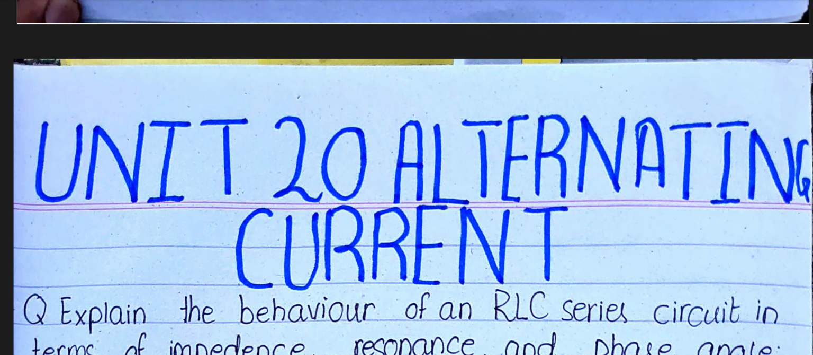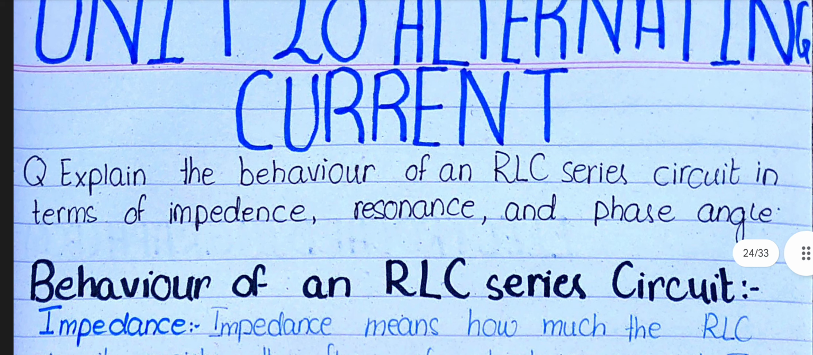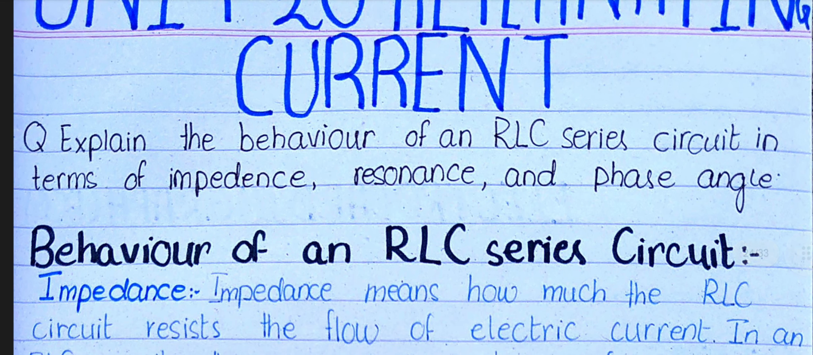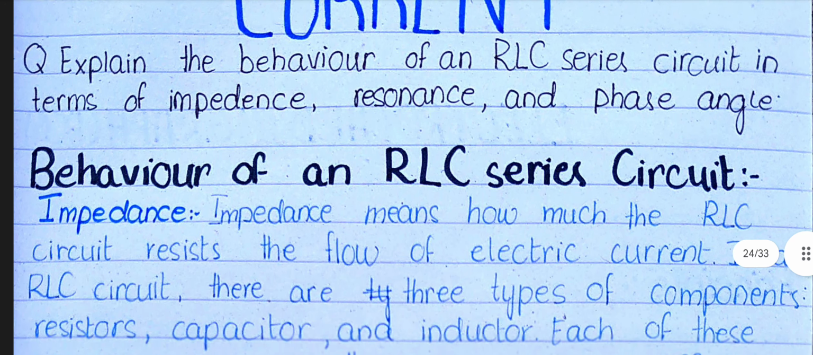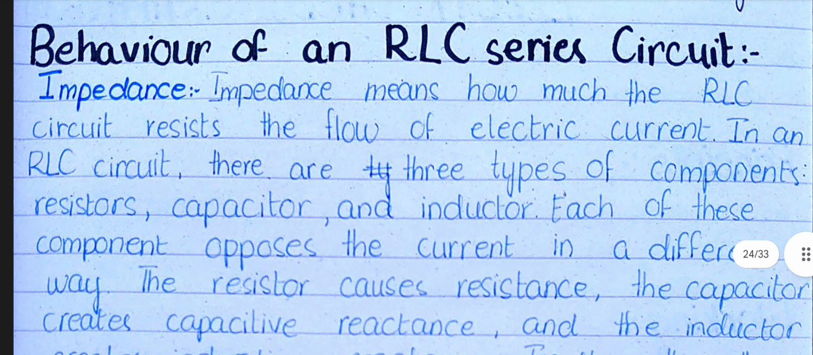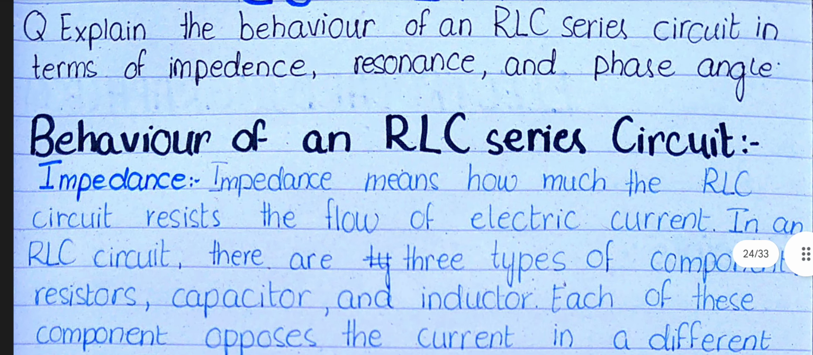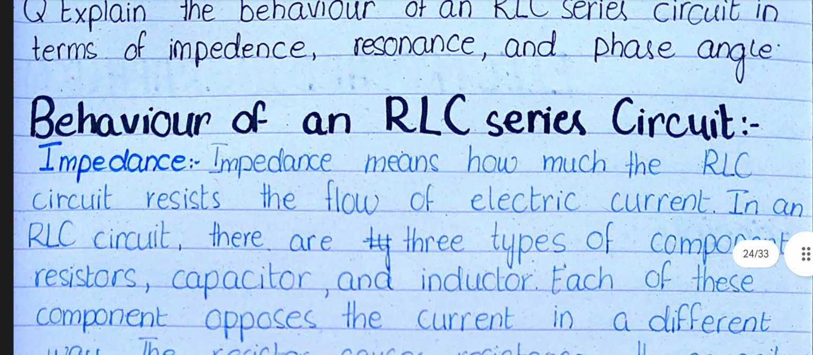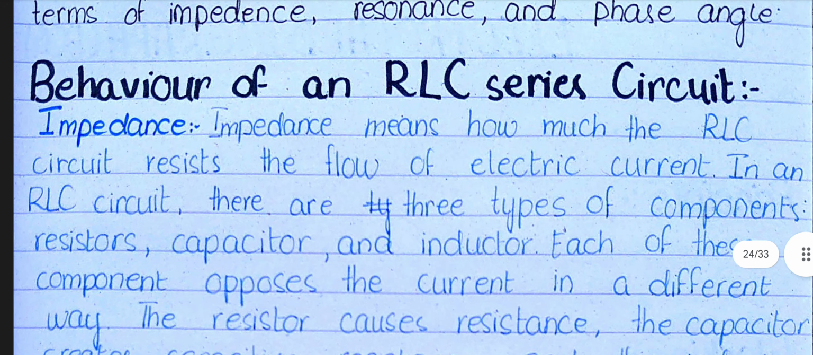Alternating current, chapter 22. Explain the behavior of an RLC series circuit in terms of impedance, resonance, and phase angle. Behavior of an RLC series circuit. Impedance. Impedance means how much the RLC circuit resists the flow of electric current in an RLC circuit.